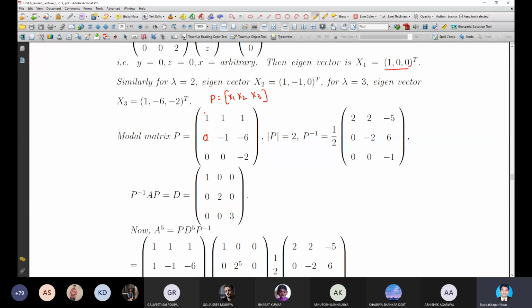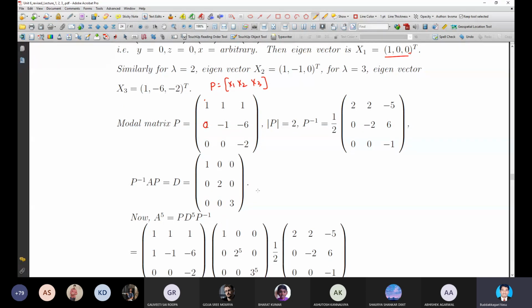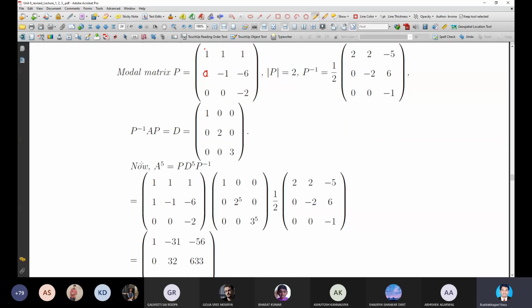P inverse AP is equal to, it has been obtained, 1 0 0, 0 2 0, 0 0 3. It's clearly diagonalized. Now finding A power 5. So you know how we can find out the power of the matrix? We know A power n is equal to P into D power n into P inverse, right?